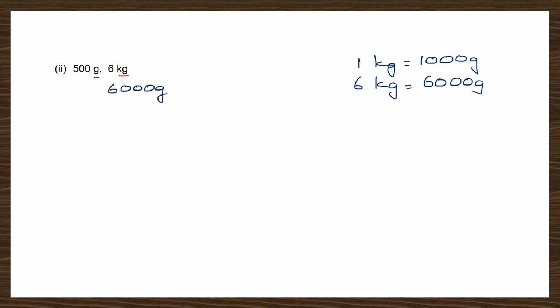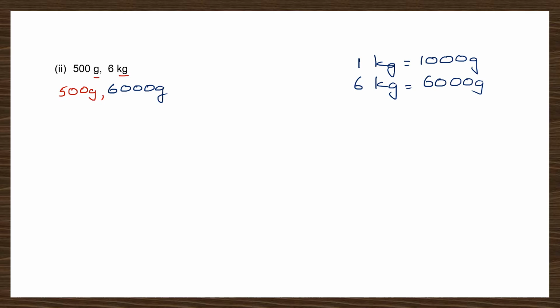Question 2. We have 500 grams and 6 kilograms. Let's convert the kilograms to grams. So 1 kilogram equals 1000 grams. Therefore, 6 kilograms will be 6 into 1000, 6000 grams. So we have converted this to 6,000 grams, and the first one will remain as it is, 500 grams. So now express the first quantity as a percent of the second quantity.